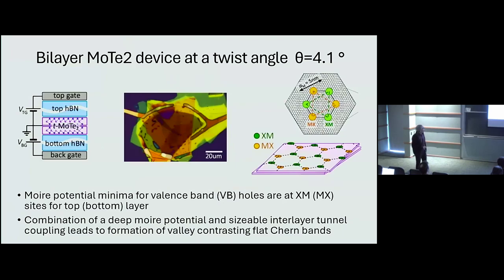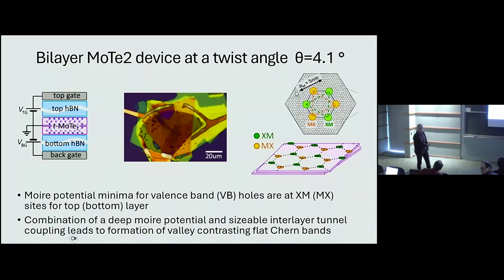All right, so the bilayer twisted molybdenum device, as I said, two devices were given to us by Xiaodong Xu. So the idea here is to take two layers of molybdenum, do R stacking at an angle between 3 and 4 degrees. This is how the micrograph of the device looks.